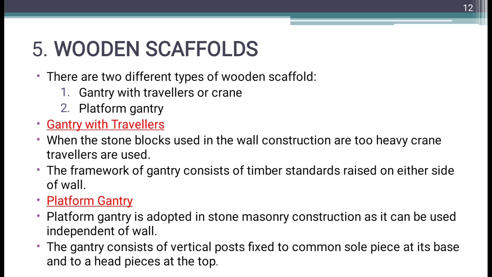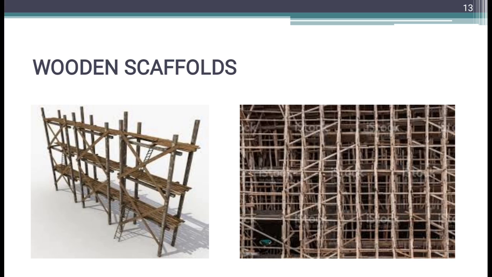Next one is platform gantry. The platform gantry is adopted in stone masonry construction as it can be used independent of the wall. The gantry consists of vertical posts fixed to a common sole piece at the base and head pieces at the top. This is the platform gantry. This is a figure for the wooden scaffolds.